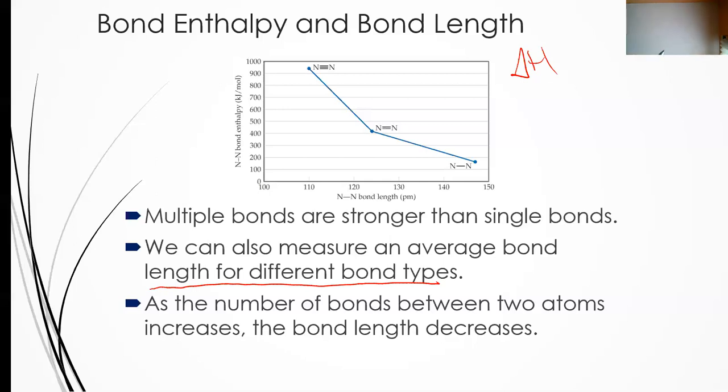Now, the idea is that as the number of bonds between the two atoms increases, our bond length decreases. So you can see that our triple bond is going to be our shortest bond. Our single bond is going to be our longest. As we add more bonds, that distance closes. And the shorter the distance between those charges, the stronger that bond. So the more energy it's going to require for us to break it apart.